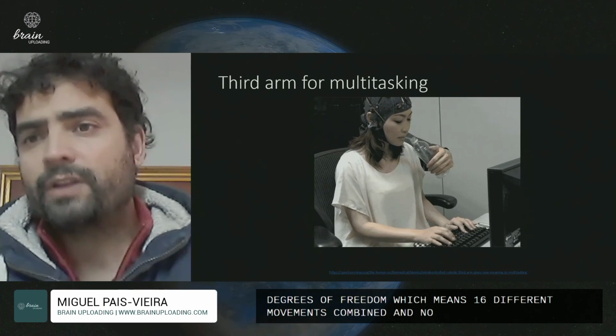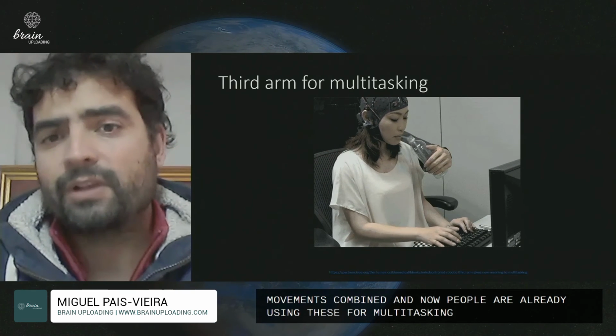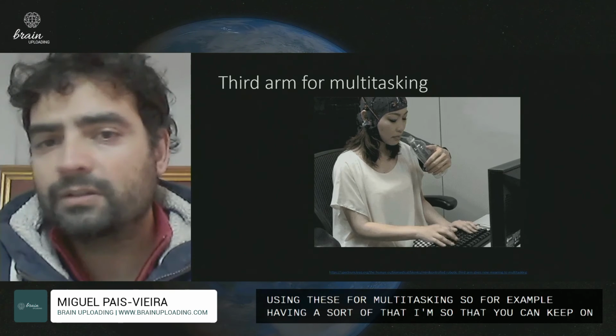And now people are already using these for multitasking. So for example, having a third arm so that you can keep on writing while you're drinking.